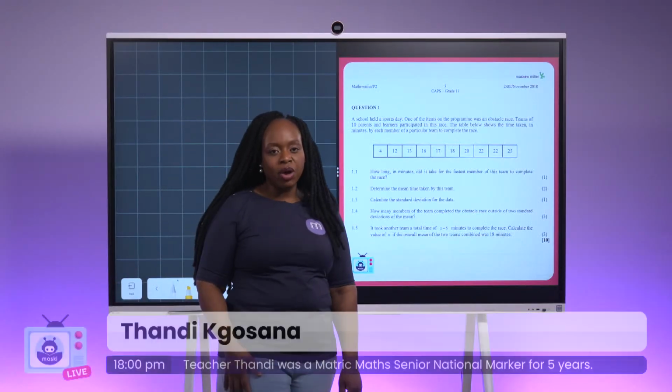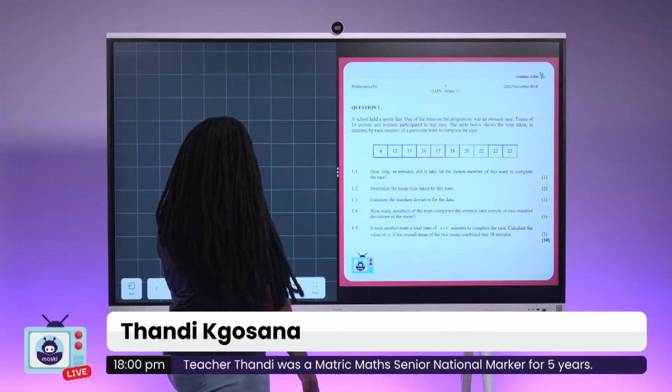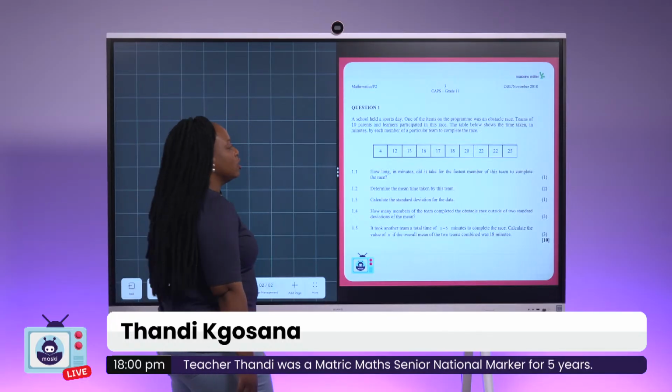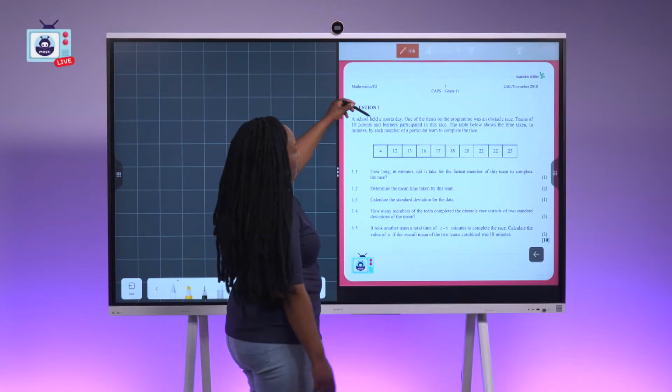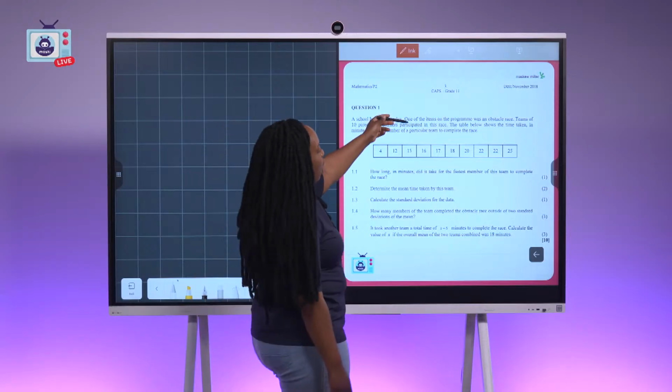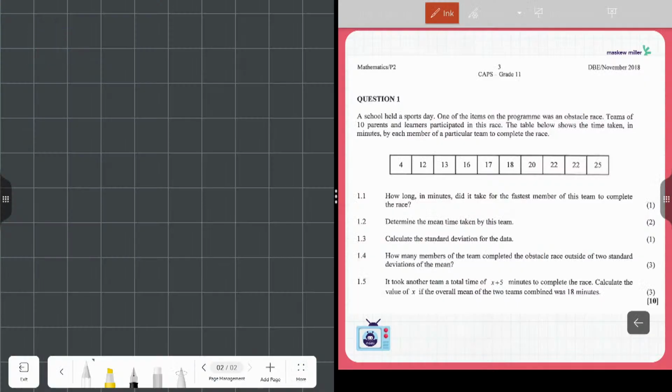Okay, I'm very sure we are now ready. So let's hit the ground without wasting time. We do have this question, so we have to just read it and understand what they need us to do. A school held a sports day, one of the items of the program was an obstacle race. And then we have a team of 10 parents and learners who participated in this race. I've highlighted the 10 because this 10 means something, and I can label that as my n. That is going to be the number of my data set, right?